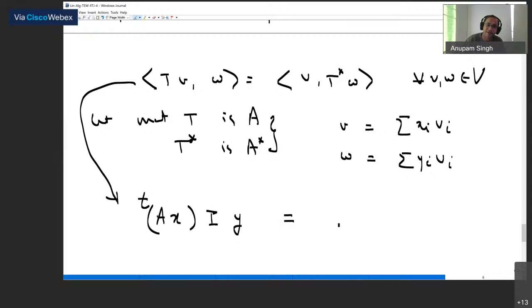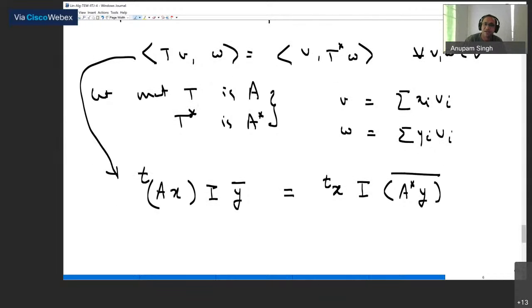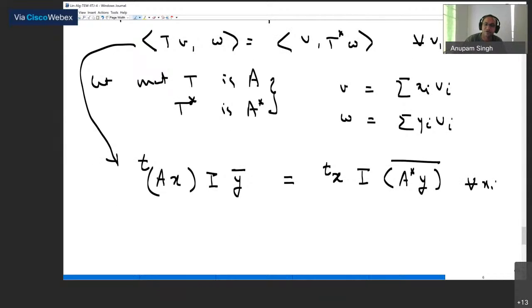Now on the right hand side, I should put a bar here, because I'm also including the complex case, so this is Y bar. The right hand side is going to be X transpose, the matrix of the form, which is identity, and I have to get the matrix of T star W. So T star has the matrix that I am calling A star, and W corresponds to the vector Y, with a bar here. And this is happening for all column vectors X, Y.